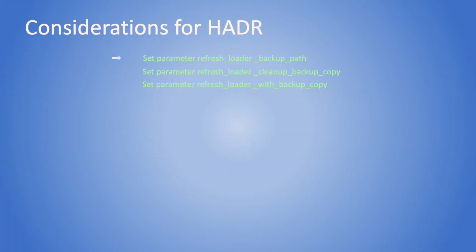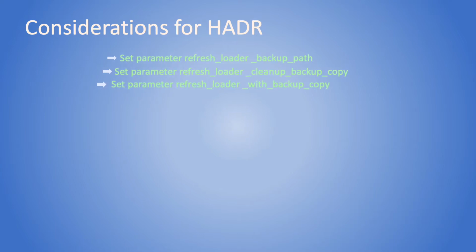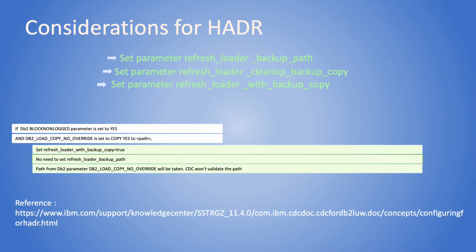There are special considerations for HADR. We need to set three parameters for backup path options as mentioned. When a couple of Db2 parameters are set as shown, there is no need to set refresh loader backup path. CDC will not validate the Db2 path, hence use caution to make sure the path in Db2 is set correctly.